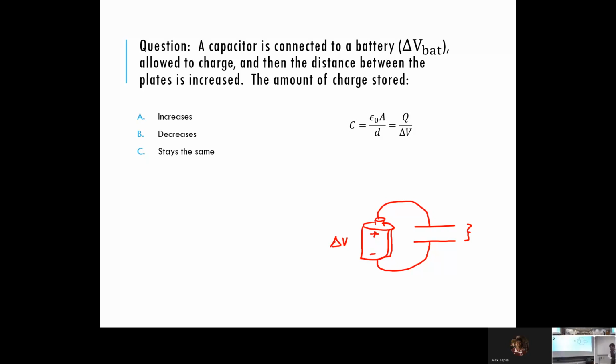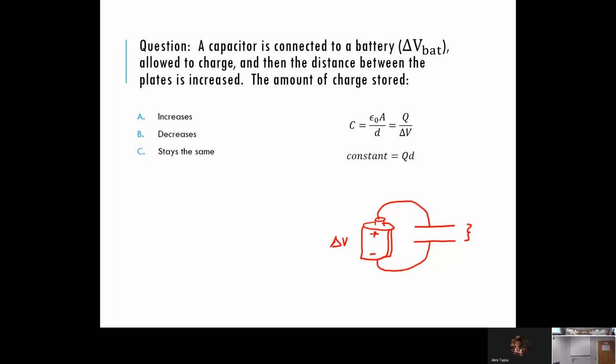What else is constant? What other things stay constant? The area? Okay, so the area. What else stays constant? The constant, epsilon naught. Let's put all the constants on one side. So the area is constant, epsilon naught is constant, the delta V is constant. So I'll just say the constant, grouping all these constants together, epsilon naught, the area, and delta V, and then I'll put Q and D on the other side.